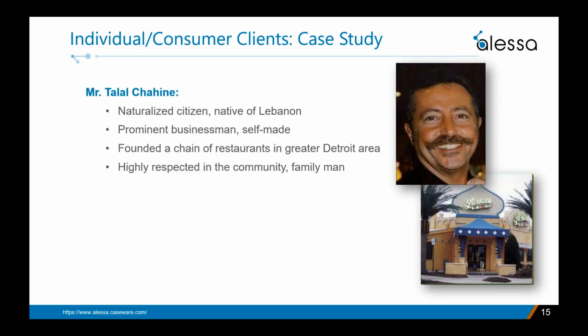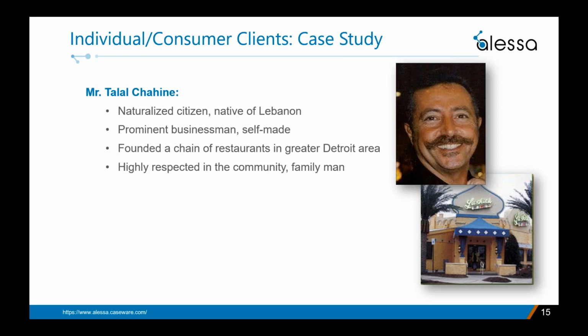So if you're like most compliance professionals, you love a real good real-life case involving money laundering or fraud. So here's one for you that emphasizes how a client can seem to be golden, but really isn't. This is the case of a man named Talal Shaheen. And Mr. Shaheen is a naturalized US citizen, originally from Lebanon.